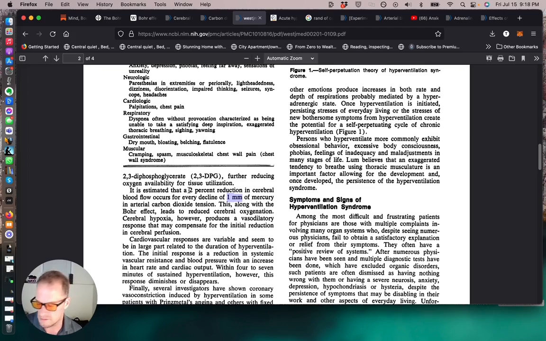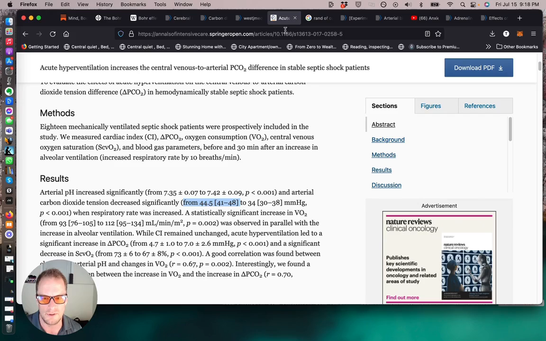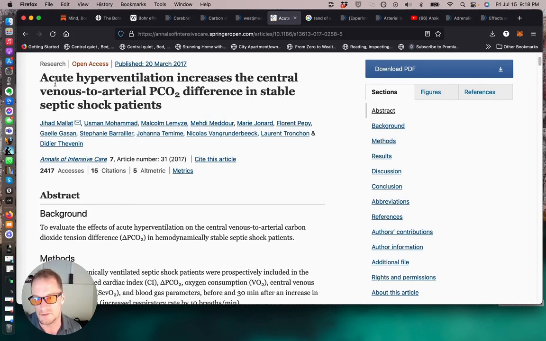And what we need to know is how much does the CO2 change for certain different states. If we're breathing fast in a hyperventilatory state, how much will our blood flow change? So I found this paper describing that. They're doing it with a ventilator. Acute hyperventilation increases the central venous to arterial partial pressure of carbon dioxide difference in stable septic shock patients.